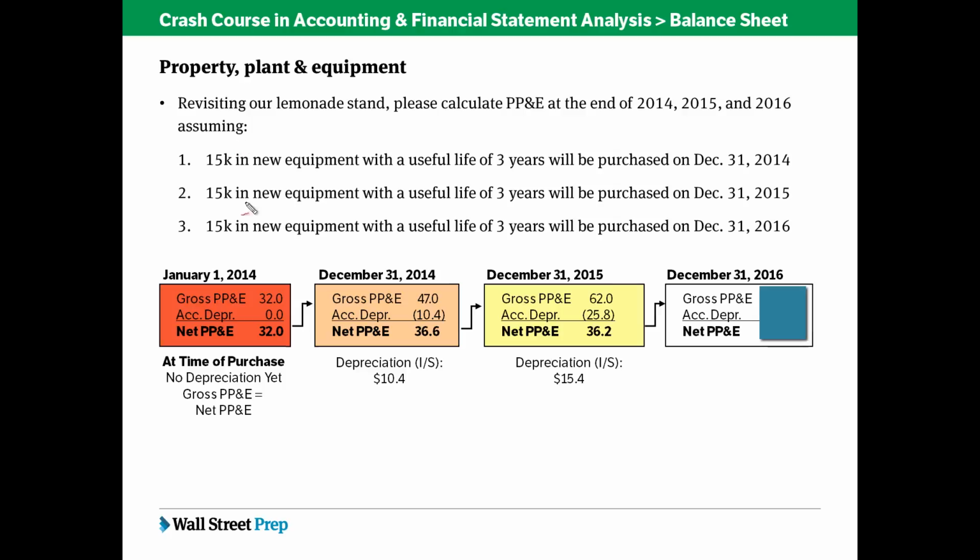Let's go through this exercise. So we added a couple of wrinkles in here. First, recognize that we started with $32,000 in gross PP&E and net PP&E. Accumulated depreciation was 0 when we started our lemonade stand. We hadn't recorded any depreciation yet.